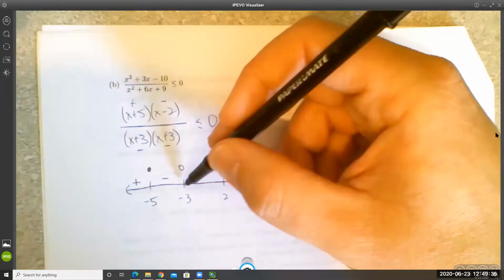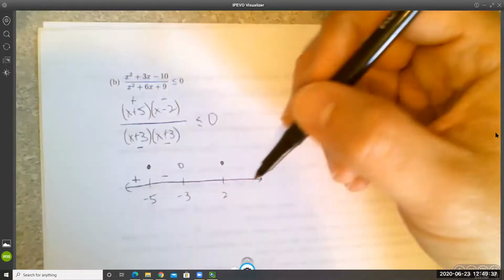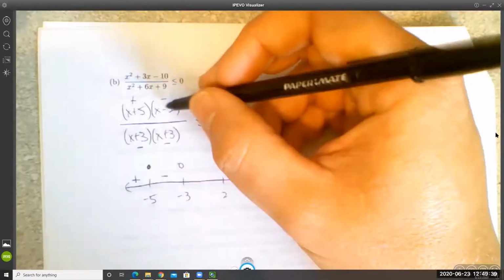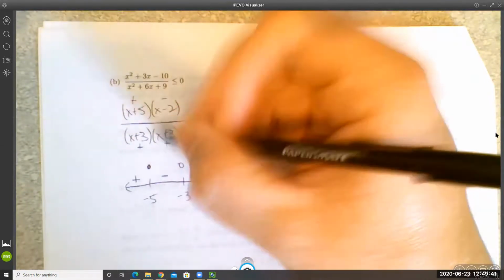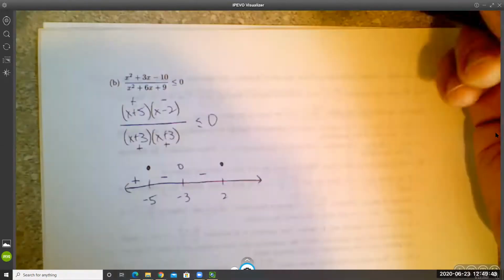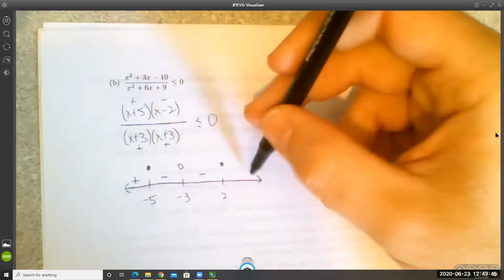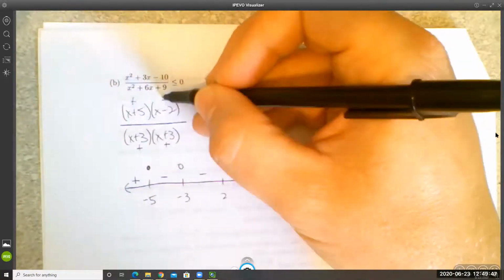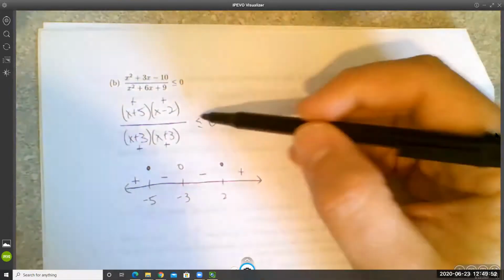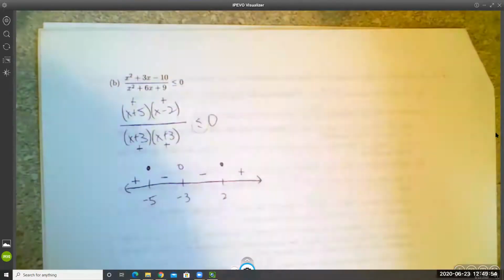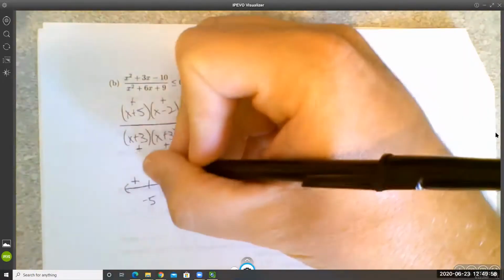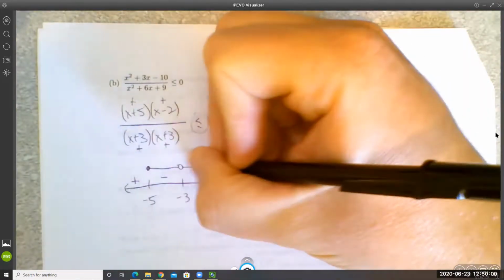If I plug in something between negative 3 and 2, like 0, I'm going to get positive, negative, positive, positive. That's going to make a negative. And if I plug in something bigger than 2, like 3, I'm going to get positive, positive, positive, positive. That'll make a positive. I'm looking for where this thing is less than or equal to 0. In other words, I'm looking for where it's negative, right? It's negative here and here.